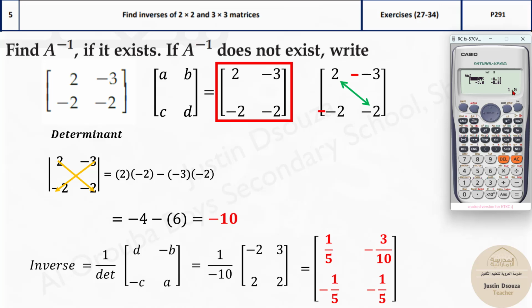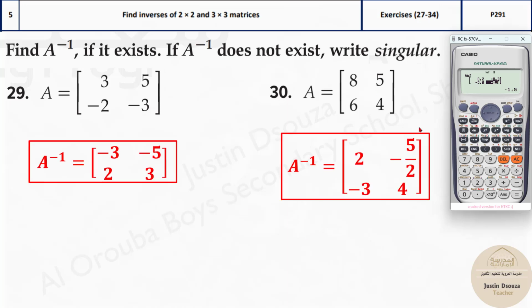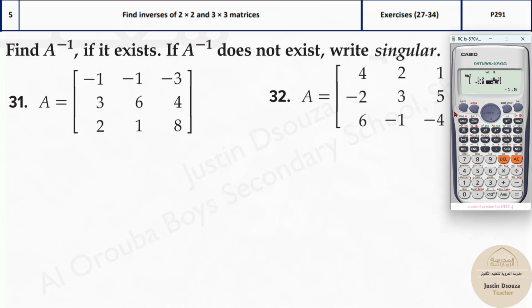It's 1 by 5, minus 3 by 10, negative 1 by 5, and negative 1 by 5. That's the answers. So that's how we do it. Even if it is a 3 cross 3 matrix, it's the same method. Please do this by yourselves, and I'll do one 3 cross 3 matrix.